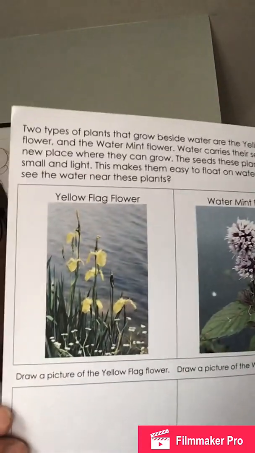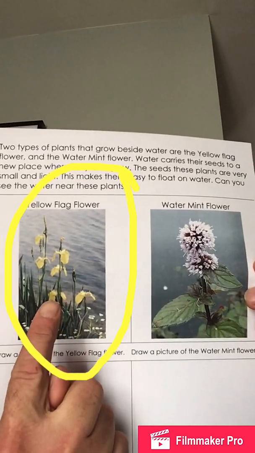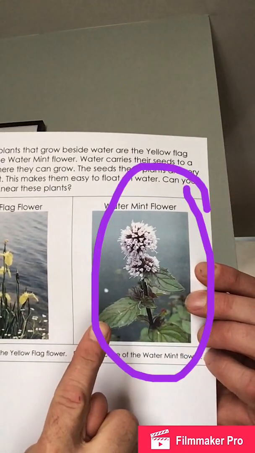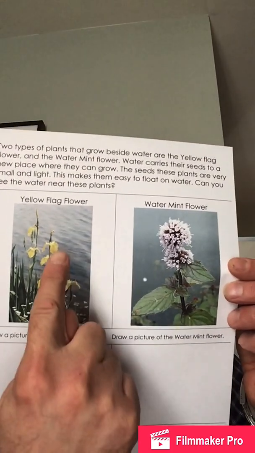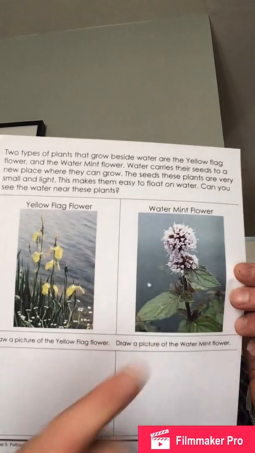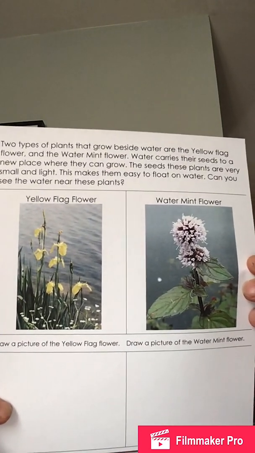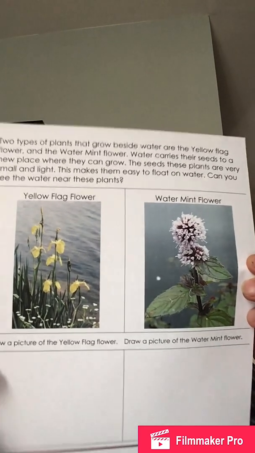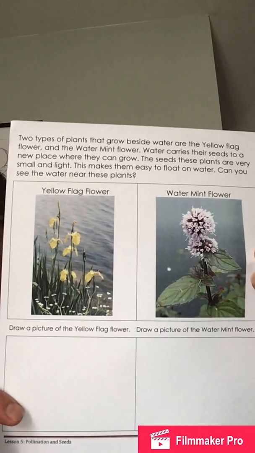All right, there's other flowers as well. And this is an example of a yellow flag flower. And sorry, that's over here, the yellow one. And this is over here, this is a water mint flower. And as you can see, both of these flowers are again close to water. So these flower seeds, they will fall off eventually when the time comes. They'll land in the water and they'll go down the river or down the lake and transplant themselves into a new location.